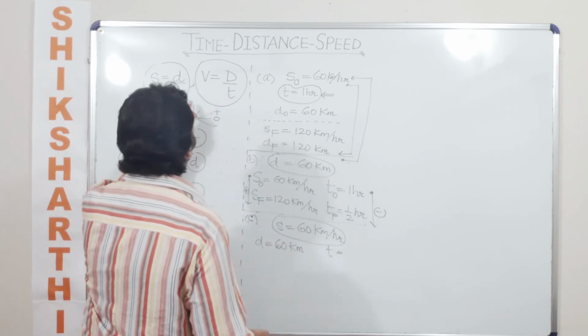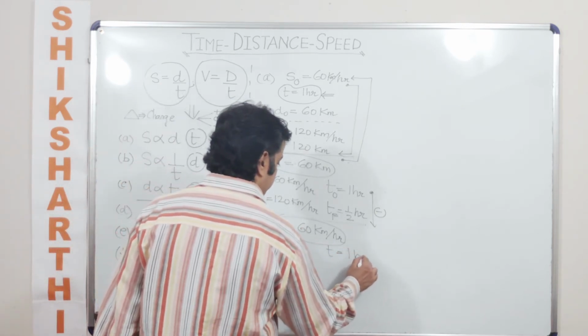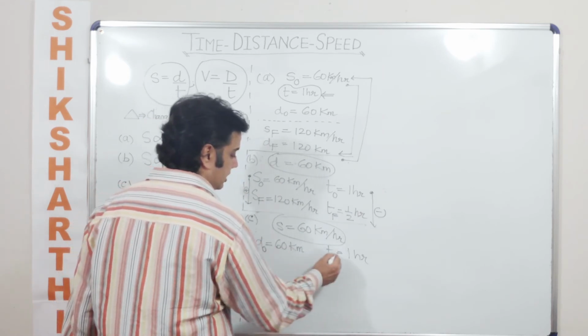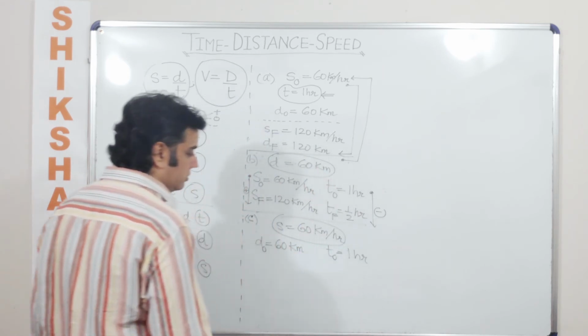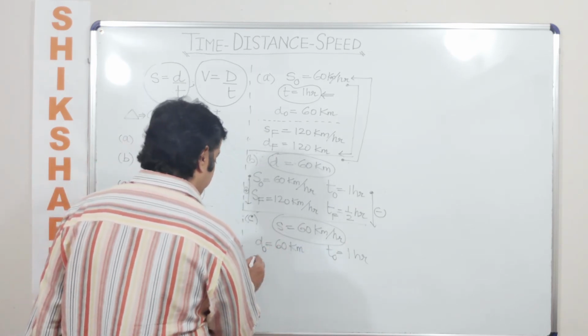So time, I know in any case, is distance upon speed, which is 1 hour. Now let me put this, the same discussion that we have done earlier, let me put this as original distance that I was supposed to travel and the original time that I was supposed to take to travel the same distance, this distance.